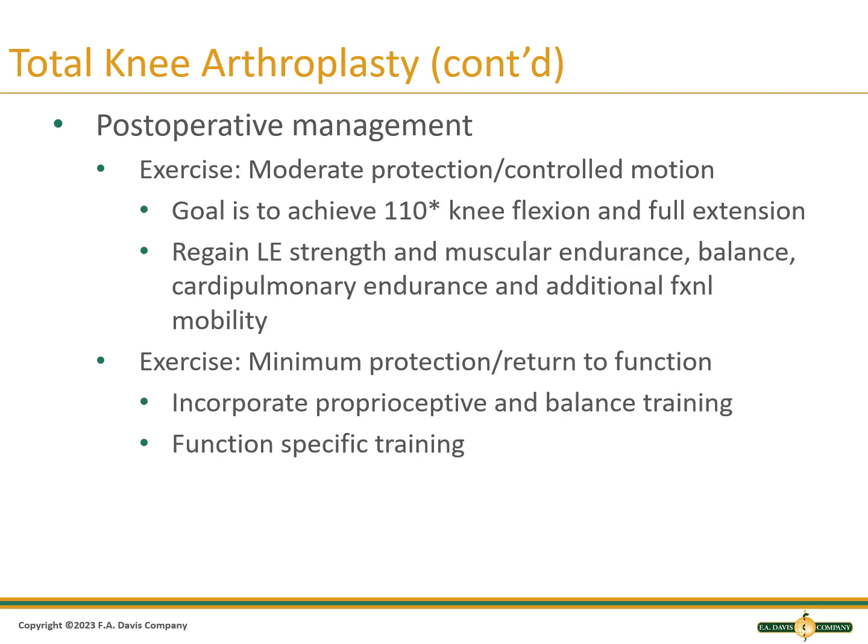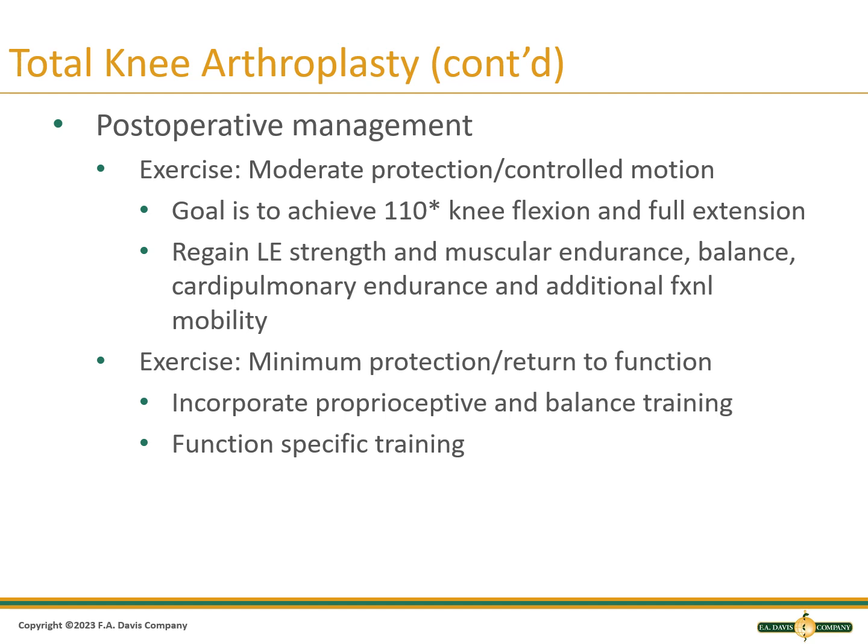During our moderate protection phase, we want to increase the range of motion. Our goal is to push them to 110 degrees of knee flexion and maintain that full knee extension. So hopefully we were able to achieve that during the maximum protection phase, but if we didn't yet achieve full knee extension, we really need to push for it during this moderate protection phase. We want to regain lower extremity strength and muscular endurance, balance, cardiopulmonary endurance, and additional functional mobility. We will focus on functional tasks with weight-bearing and closed-chain exercises to promote muscle activation and muscle targeting with the proper stability needed for balance tasks.